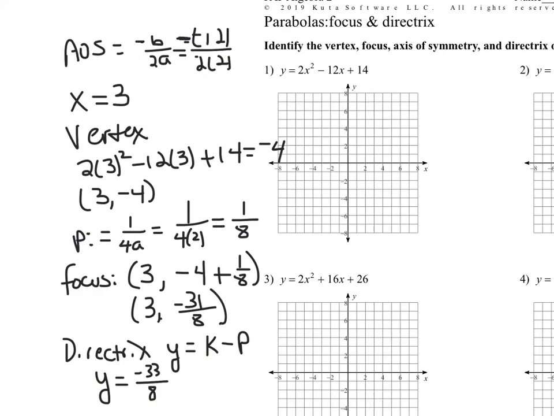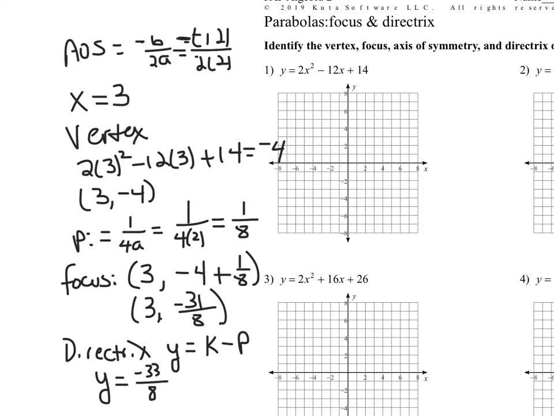All right, so let me just walk you real quickly through what I've done here. First of all, I found the axis of symmetry by using the formula negative b over 2a. So the axis of symmetry is negative negative 12, because b is negative 12. Negative negative 12 is a positive 12 over 2 times 2, since a is 2, and 2 times 2 is 4. So 12 over 4 is 3. So x equals 3 is our axis of symmetry.